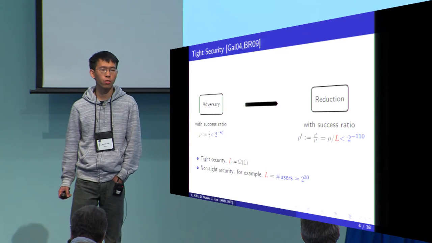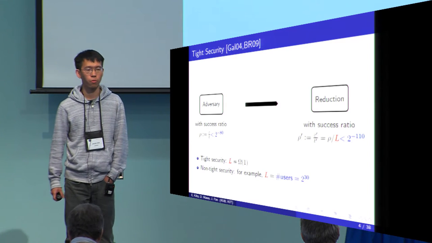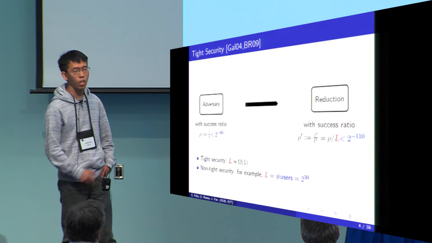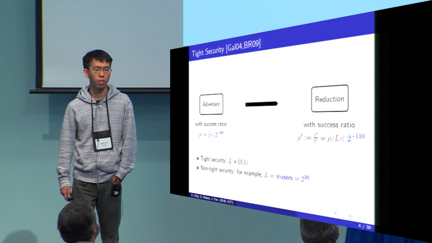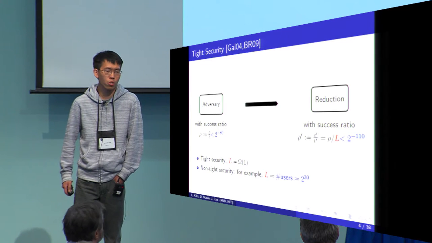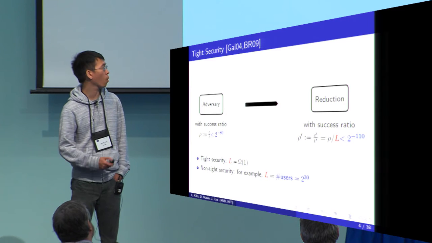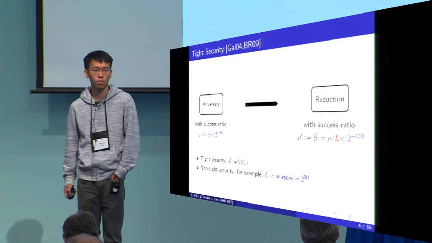So why do we care about the tightness? Because we want efficient schemes, right? Let's say we want the scheme to have 80-bit security, and if you have a non-tight scheme, let's say you assume your number of users is 2 to the 30, then you need to instantiate your group, for example, with a larger parameter. That's why we care about the tightness.